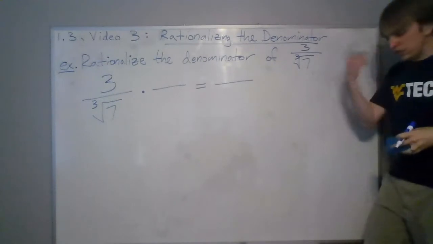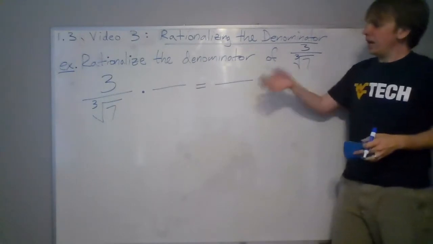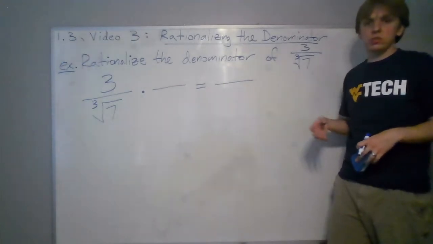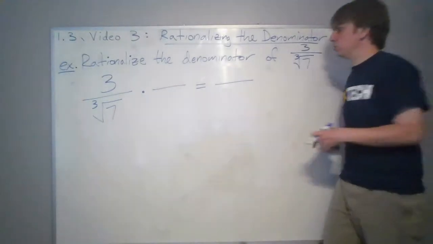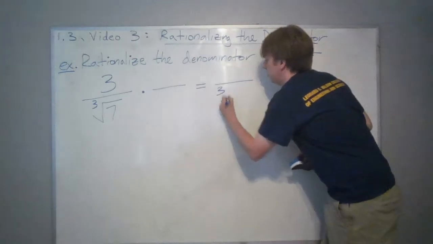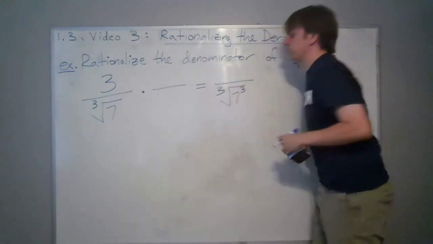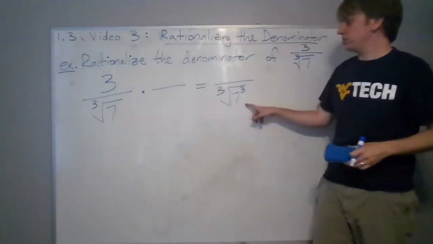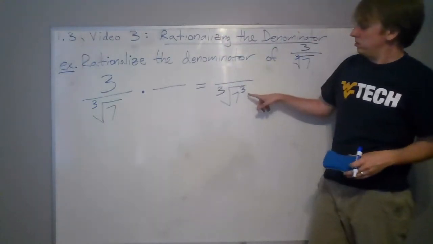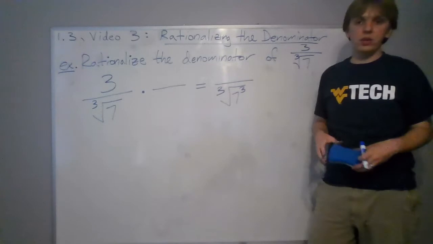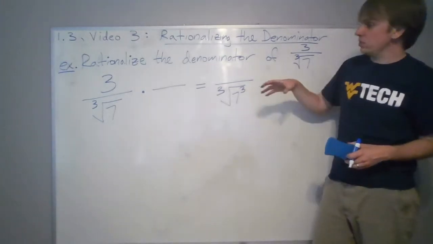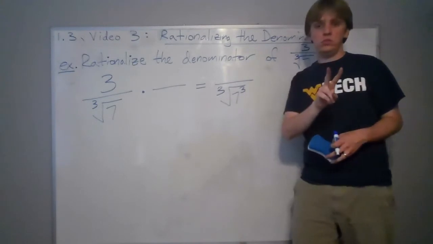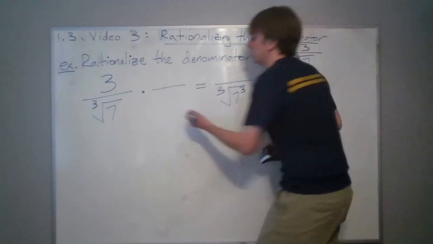And again, just think about, what do we want to have happen? At the end of the day, I want to have a cube root of 7 cubed, so that the cubes and the cube roots will cancel. And so how do I turn a cube root of 7 into a cube root of 7 cubed? Well, I can't just multiply by a cube root of 7. I'm going to have to multiply by cube root of 7 twice, or cube root of 7 squared.